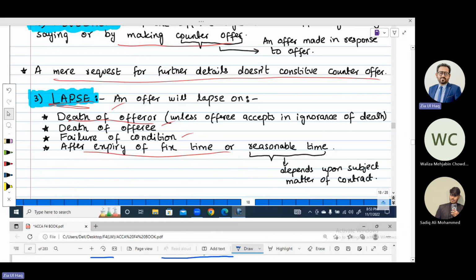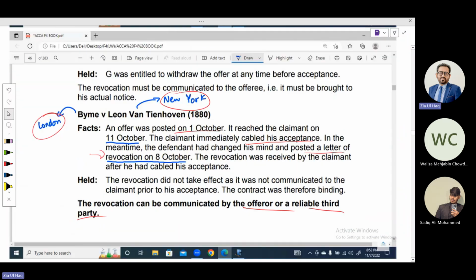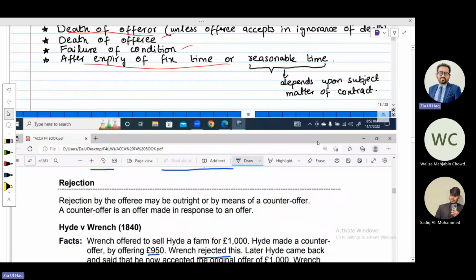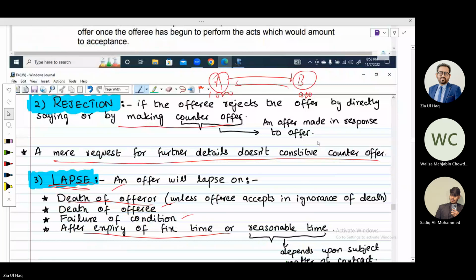Yes, sir. Okay. So we're discussing how an offer can be terminated. An offer can be terminated through revocation by the offerer before acceptance, but it must be communicated to the offeree by the offerer himself or by any third party. An offer can be terminated through rejection by the offeree, or any counter offer by the offeree. And an offer can be terminated through lapse of offer.